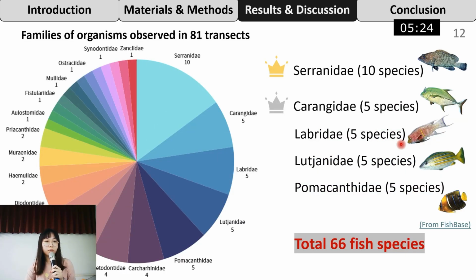The numbers on the pie chart show the number of species found in each family in this study. Serranidae has the highest number of observed species with a total of 10. Other families such as Carangidae, Labridae, Lutjanidae, and Pomacanthidae each had 5 species observed. In total, this research recorded 66 fish species across 81 transects.